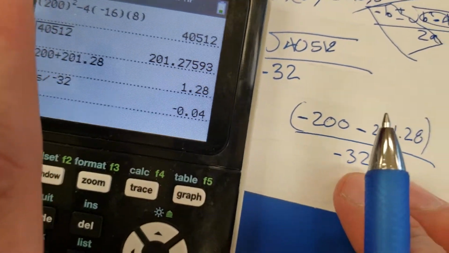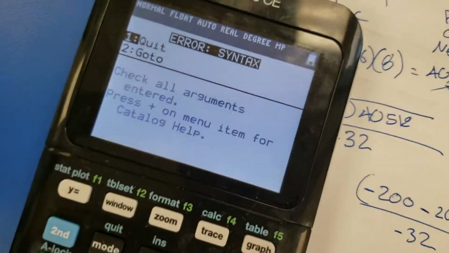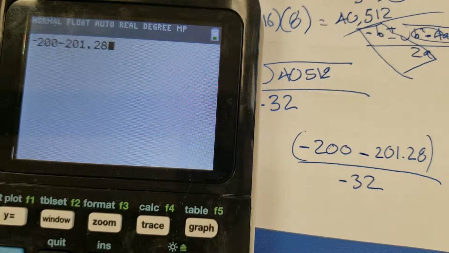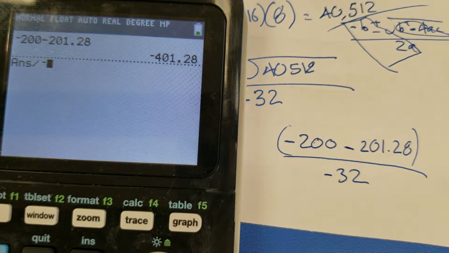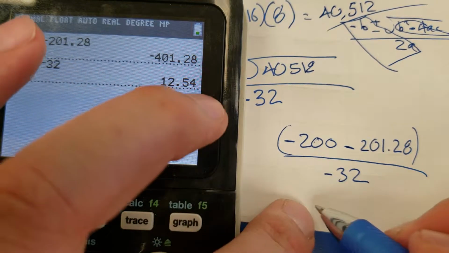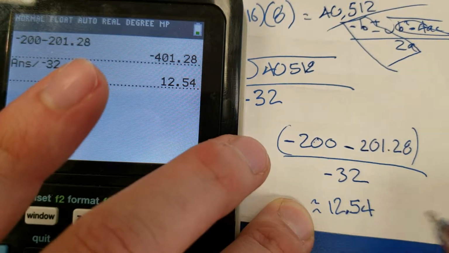Okay, remember, what goes up must come down. So let's try the other one really quick. Negative 200 minus 201.28. Close the bracket. Send it. What did I do wrong? Oop, I didn't have the second bracket. Oh, I didn't need that bracket, so I didn't hit enter. Enter. There we go. Divide by negative 32. Ooh, that looks a little bit better. So at about 12.54. There we go.